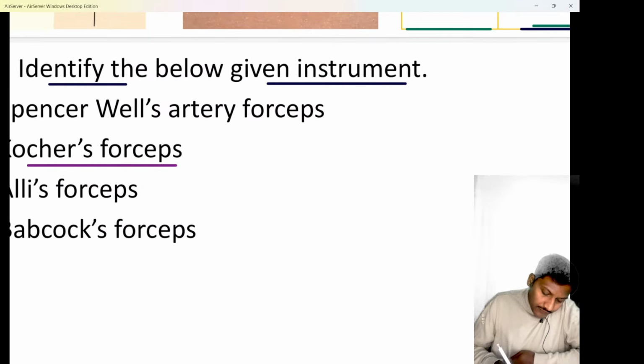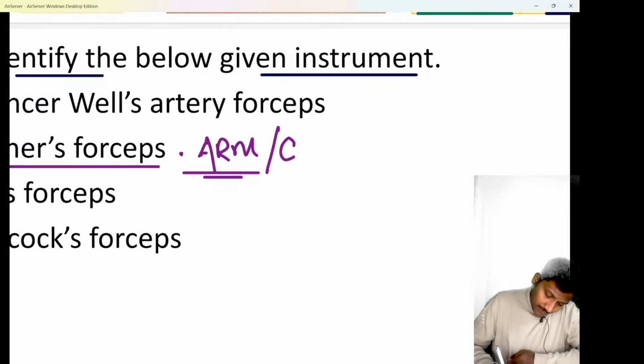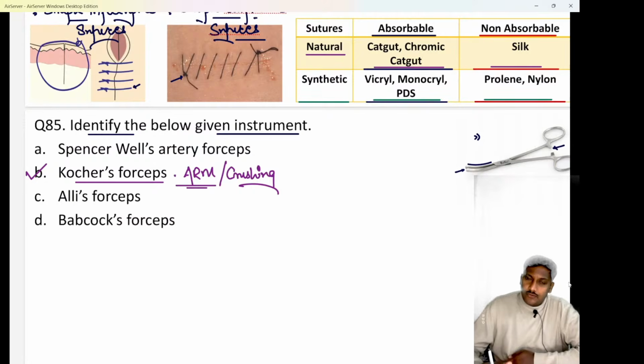We know Kocher's forceps are generally used for procedures like ARM, artificial rupture of membranes for induction of labor. For induction of labor, when you do ARM, you tend to use the Kocher's forceps. Secondly, whenever you have to do crushing of tissues, for crushing tissues, you commonly use the Kocher's forceps.